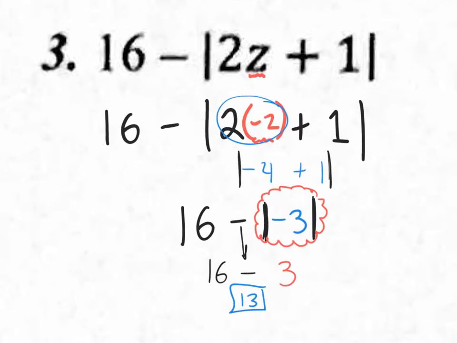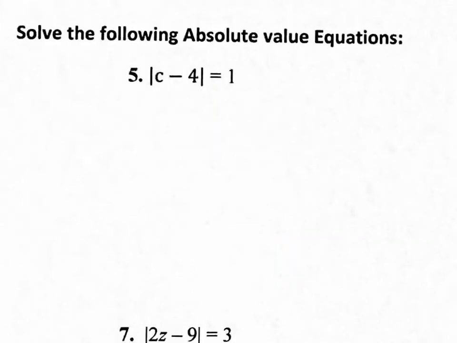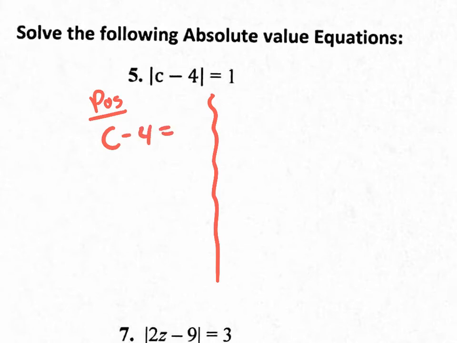Let's jump to number 5. Number 5 says solve the absolute value equations. So solving absolute value equations requires us to think of both positive situation and negative situation. All right. So the positive situation is rewriting it exactly the way it is without the what? Without those little lines, right? Oh, the lines, yeah. So what we really have here is c minus 4 equals 1.